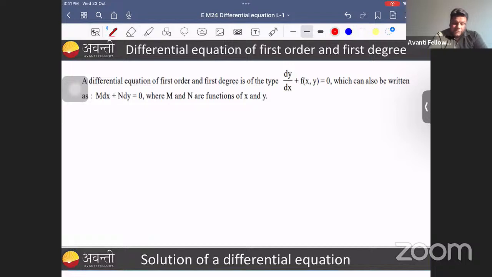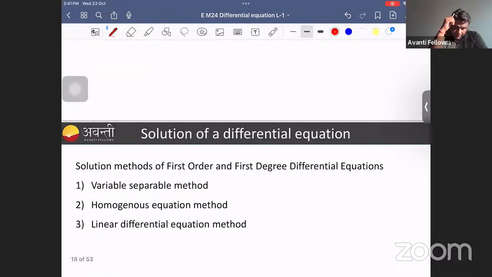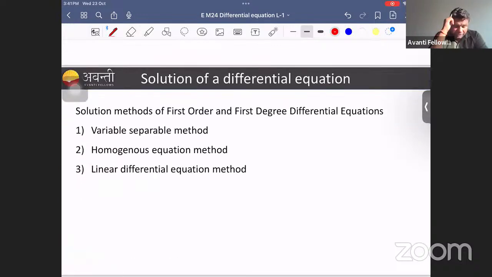Now, differential equation of first order and first degree. This is what is there in our syllabus. Got it? So a differential equation of first order and first degree is of type dy by dx plus some function of x, y is equal to 0, which can also be written as M times dx plus N times dy equals 0, where M and N are functions of x and y.